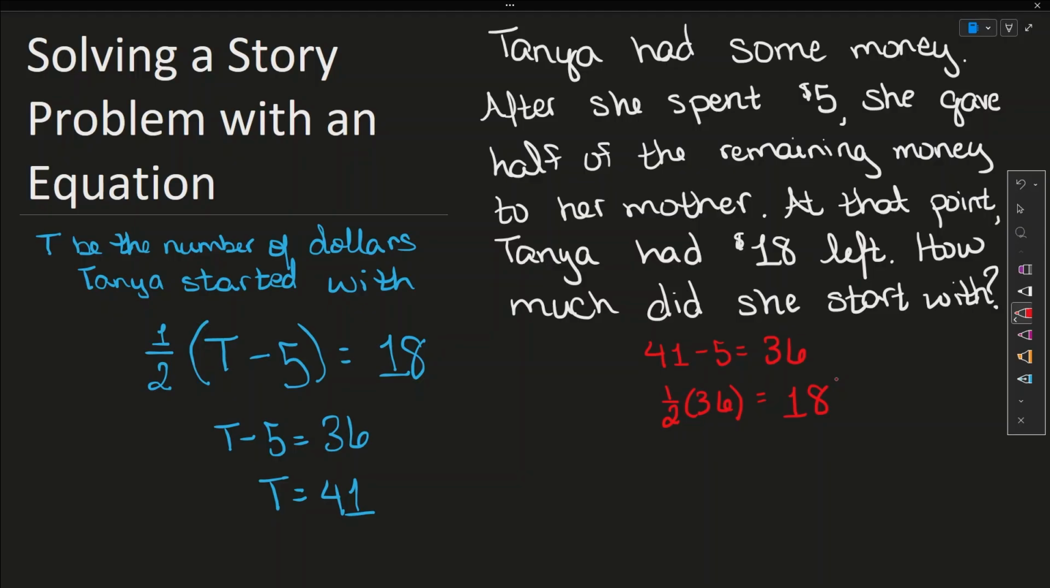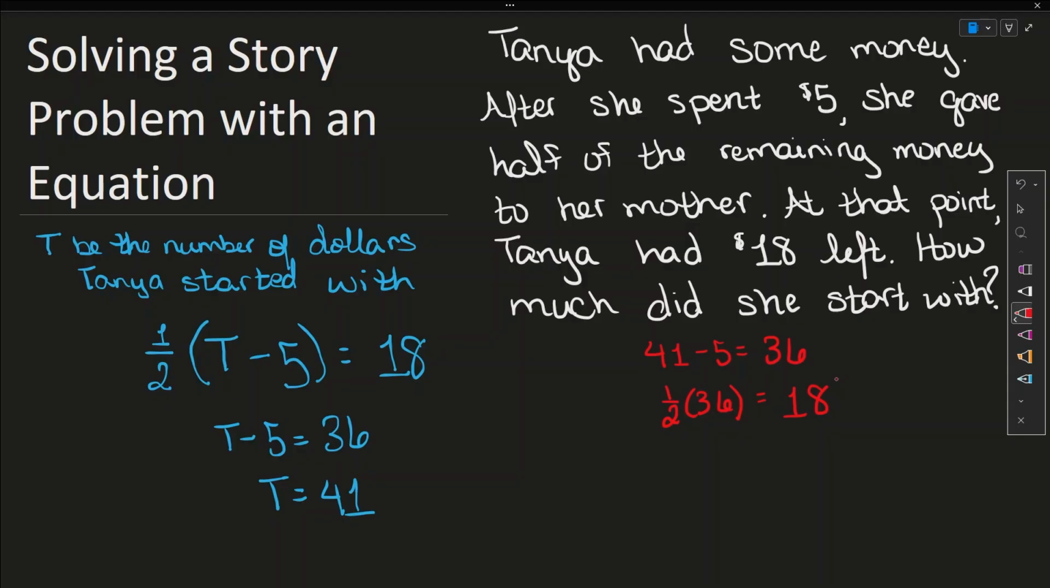This example shows why equations are useful. The story has several steps, and the unknown amount is at the beginning. An equation helps us represent the relationship between the starting amount and the final amount.